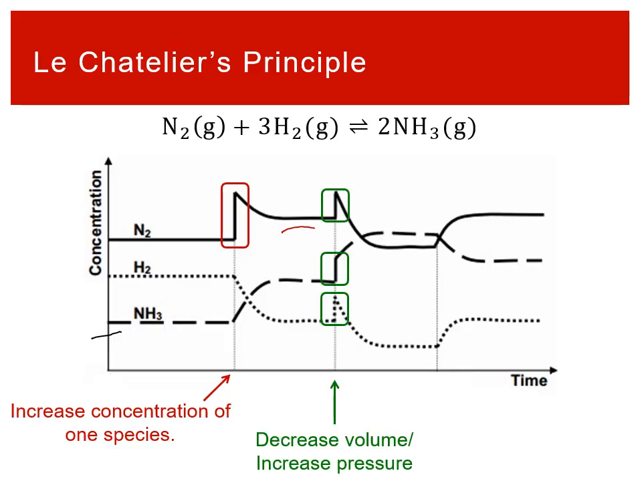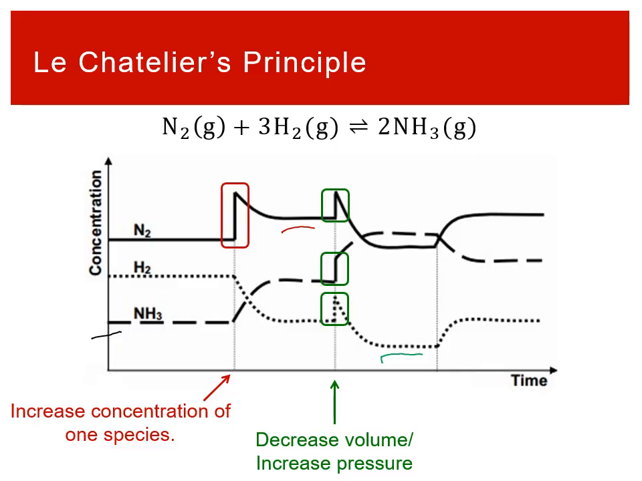Because these are all gases, I could then change the volume or the pressure. In this case, I'm decreasing the volume. So the pressures all go up, and the concentrations all go up. Again, I take the system out of equilibrium. The equilibrium constant isn't changing. What is changing is the relative amounts of everything present. They're all crowded here, so that's why the pressure goes up. And again, eventually the system goes back to equilibrium.